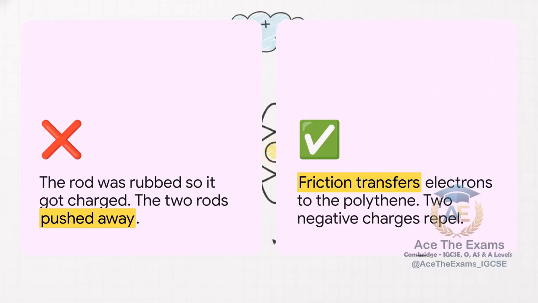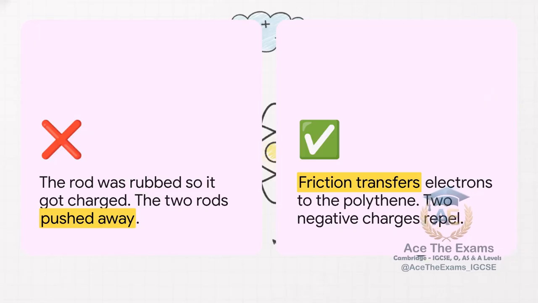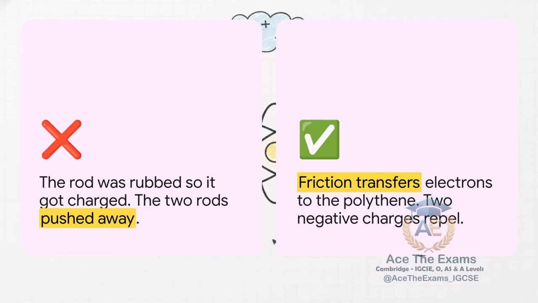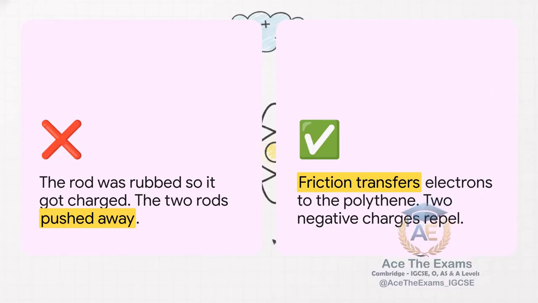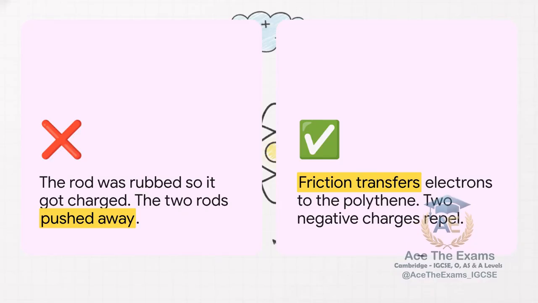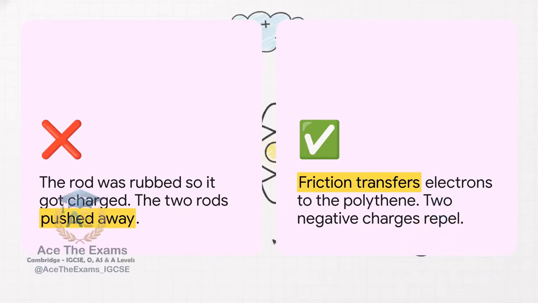On the right, the top band answer reads, "Friction transfers electrons to the polythene, making it negatively charged. 2 negative, like charges repel." See the difference? The right side secures all the method marks because it explicitly names friction as the mechanism, electrons as the moving particle, and clearly links that resulting negative charge to the final repulsion.